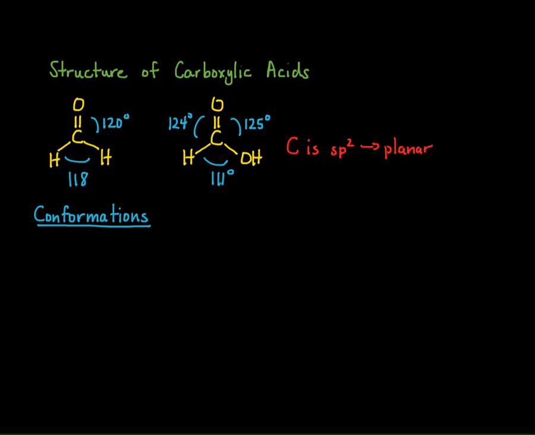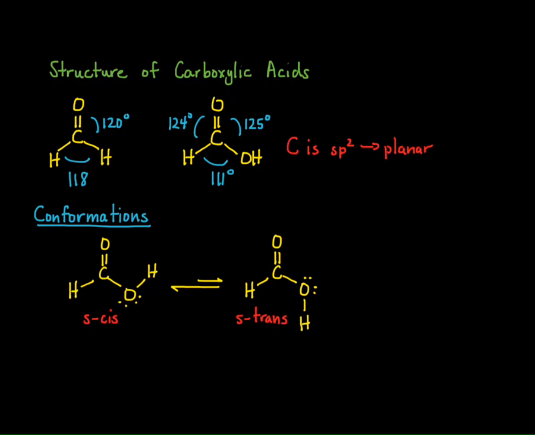Now, one interesting aspect of carboxylic acids is they have two different conformations. What do I mean by this? Well, if you take a look at the OH group, that hydrogen can be oriented in one of two ways. It could be oriented up, closer to the carbonyl, or it could be oriented down, away from the carbonyl. We call these conformations S-cis and S-trans.